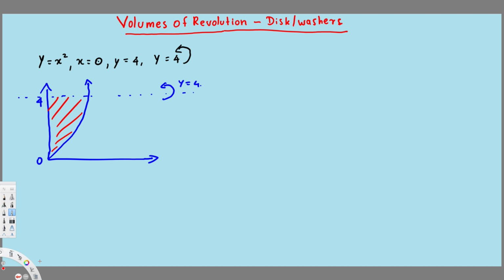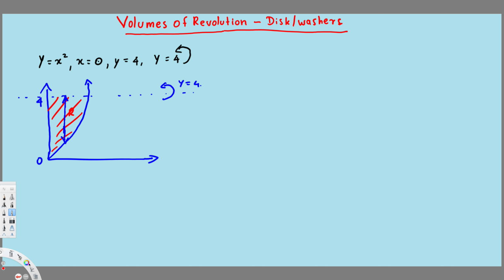The only thing we have to care about in this one is to find the radius. The radius is going to be from the rotating line to the curve. That's going to be the radius. So let's see how we can find the radius right here.